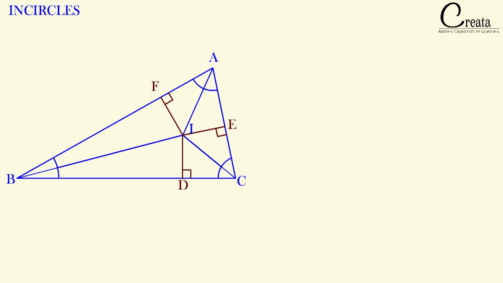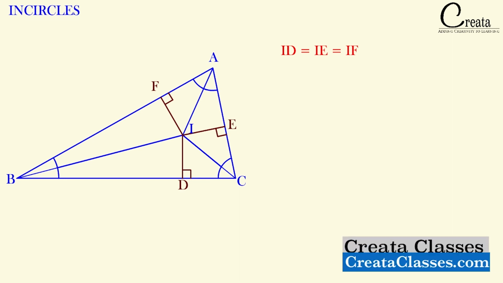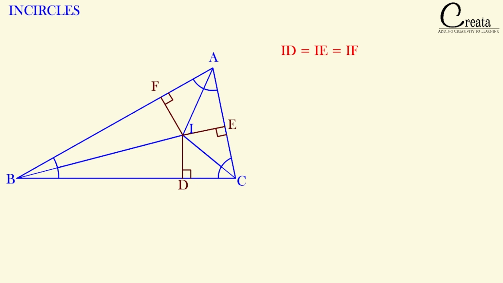These 3 line segments are perpendicular to the 3 sides of the triangle. The concept is that these 3 line segments will be equal to each other. That is, ID is equal to IE is equal to IF. In other words, we can also say the point I, that is the incenter, is at equal distance from the 3 points, that is D, E and F.